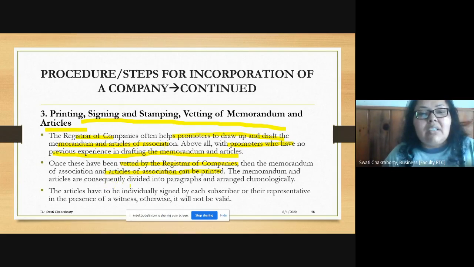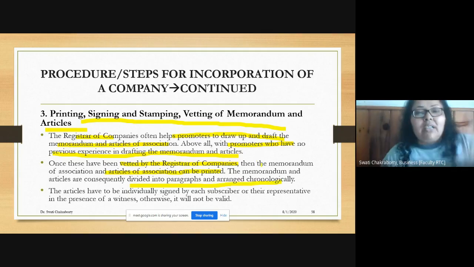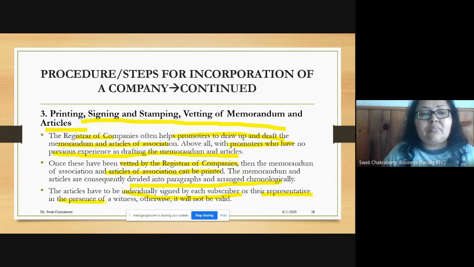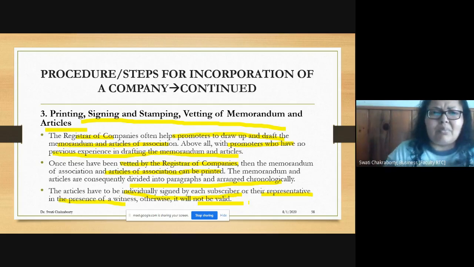these are further divided into paragraphs and arranged chronologically in an order. Then it has to be individually signed by each subscriber or their representative in the presence of a witness, otherwise it is not valid. So it's all the legal procedures that come up, right?